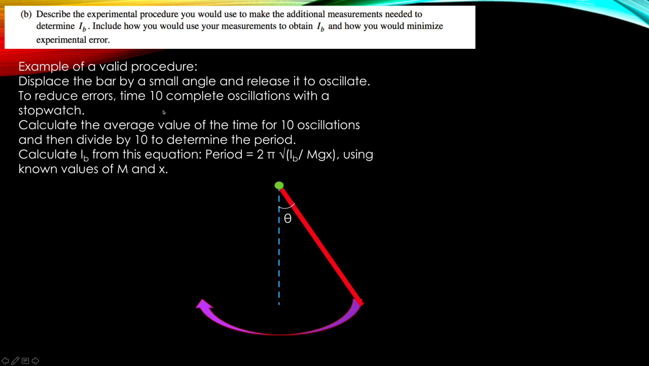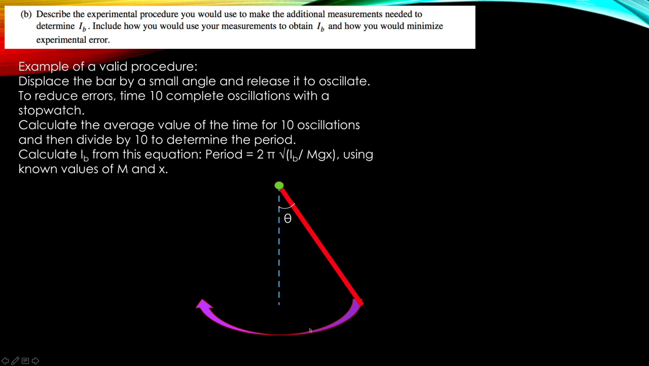The reason for 10 and not just one is that it asks how we'd minimize experimental error. The more trials you do and then take the average of, the less likely it is for there to be error. You want to reduce errors. That's why there are 10 complete oscillations. You could have done 20 or 30. It doesn't matter, as long as it's more than one, I guess.